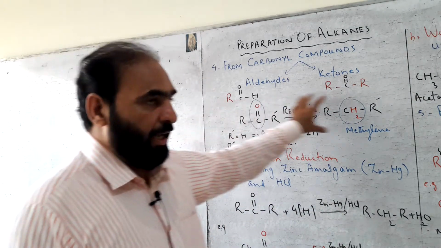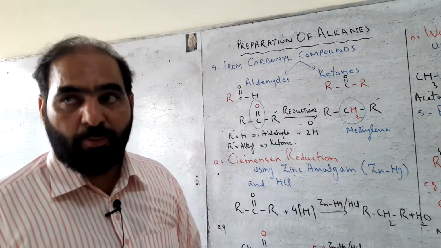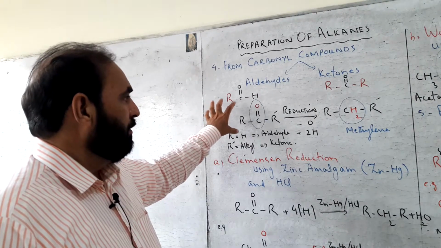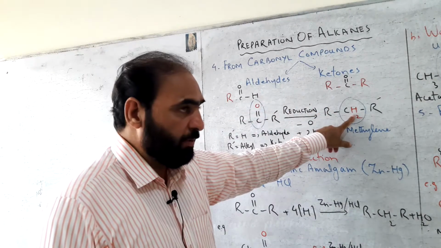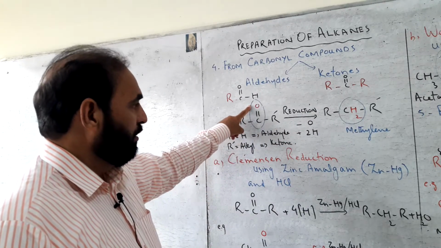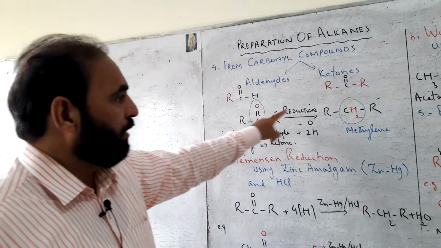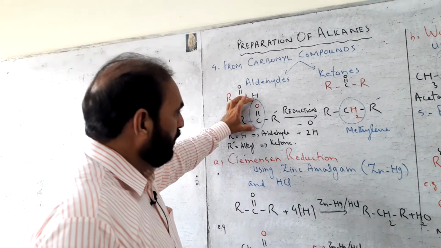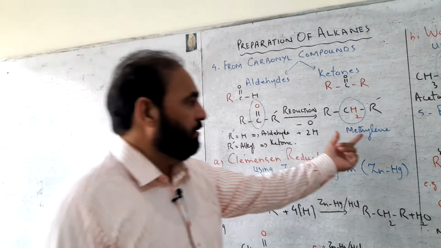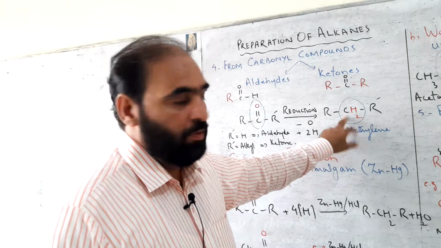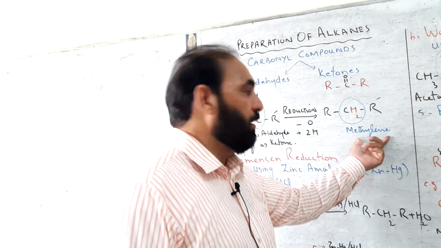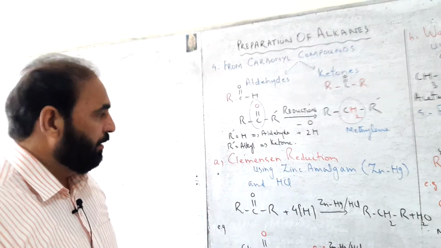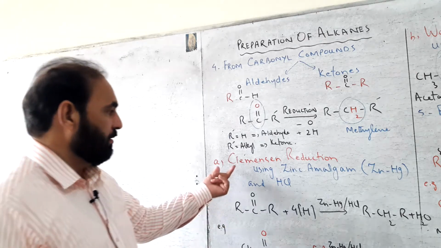So generally the reduction of a carbonyl compound can be written as: when oxygen is replaced by hydrogen atoms, the oxygen is removed from its double bond with the carbon atom, and two hydrogen atoms are attached with the same carbon. In this way, the carbonyl group is changed to a CH2 group. CH2 group is called methylene group. This reduction of carbonyl compounds can be done by two methods.